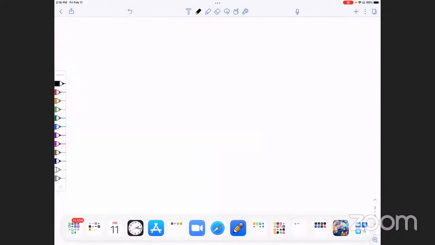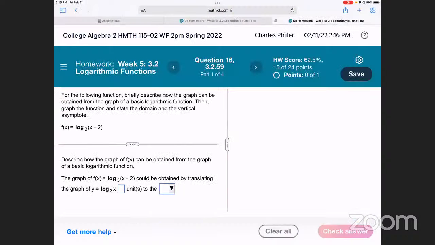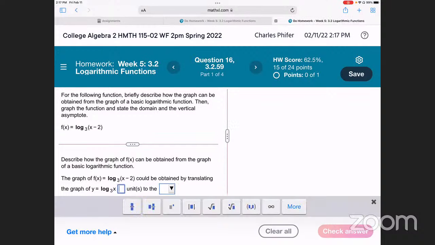Okay, let's hop back over here. So it says, for the following function, briefly describe how the graph can be obtained from the graph of the basic log function. Then graph the function and state the domain. So again, more transformations, right? The transformations were from College Algebra 1. We take the basic shape of the log function, and the only transformation we did was we subtracted 2 inside the basic function. That -2 is inside the parentheses, right? Inside manipulations generally cause a horizontal change. If we subtract 2 on the inside, that's going to move it to the right by 2. So move it 2 units to the right.